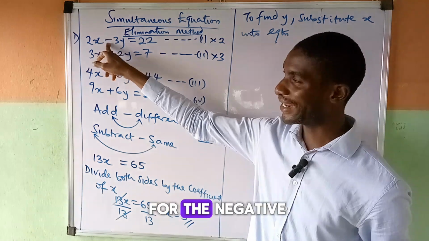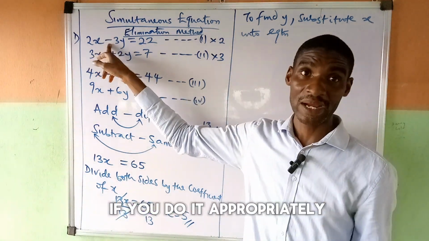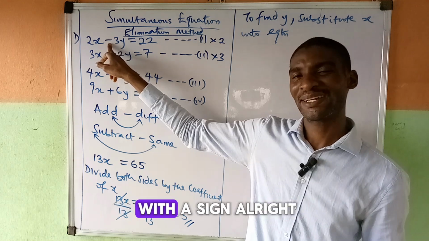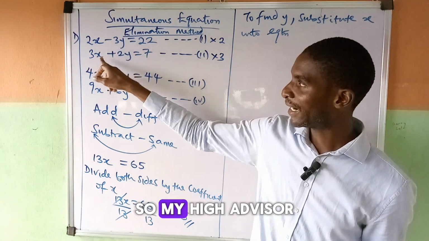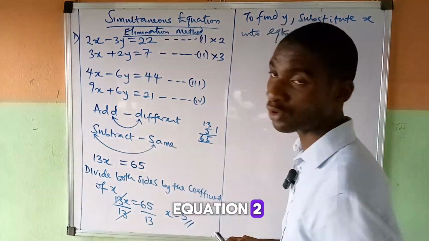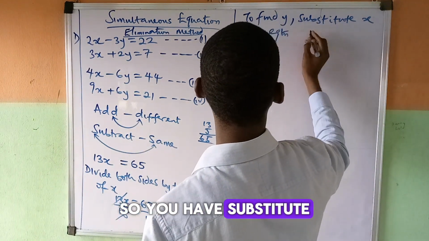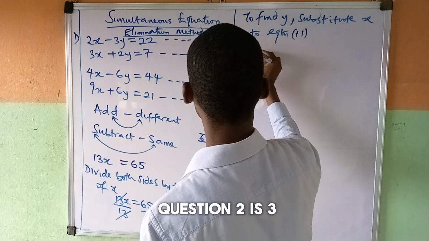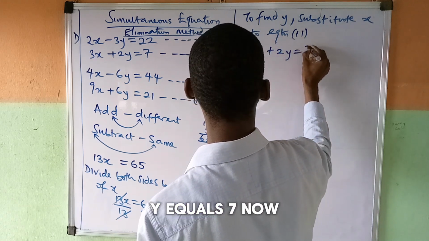So if you go for the negative, you will be correct if you do it appropriately, but you could be easily confused with the sign. Alright, so I advise that you go with a simpler equation, which is equation 2. So you have substitute x into equation 2, and that is what? Equation 2 is 3x plus 2y equals 7.